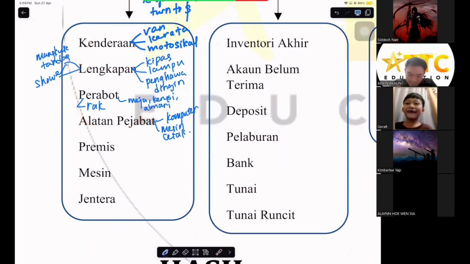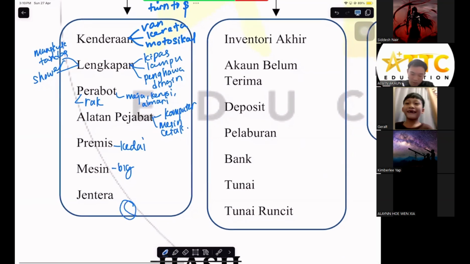Always. Premise, your kedai lah. Machine, big ones like what? Machine penjahit. You know the sewing machine you guys saw before? That one we can call it as a machine. Or those machines you see in the factory, those things are machine.